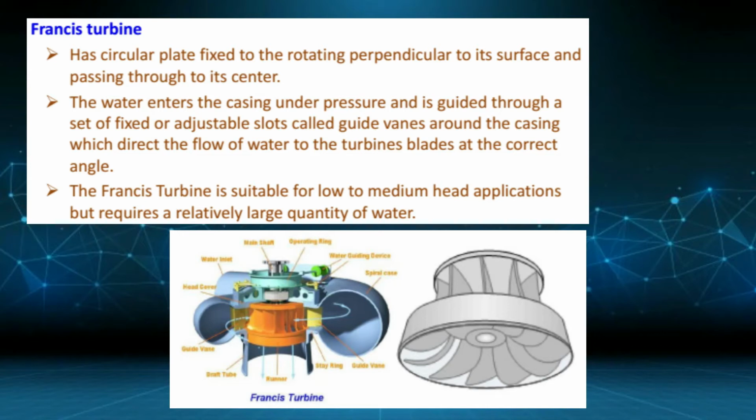Firstly is the Francis turbine. It has a circular plate fixed to a rotation shaft perpendicular to its surface and passing through its center. The water enters the casing under pressure and is guided through a set of fixed or adjustable slots called guide vanes around the casing, which direct the flow of water to the turbine blades at the correct angle. The Francis turbine is suitable for low to medium head applications but requires a relatively large quantity of water.